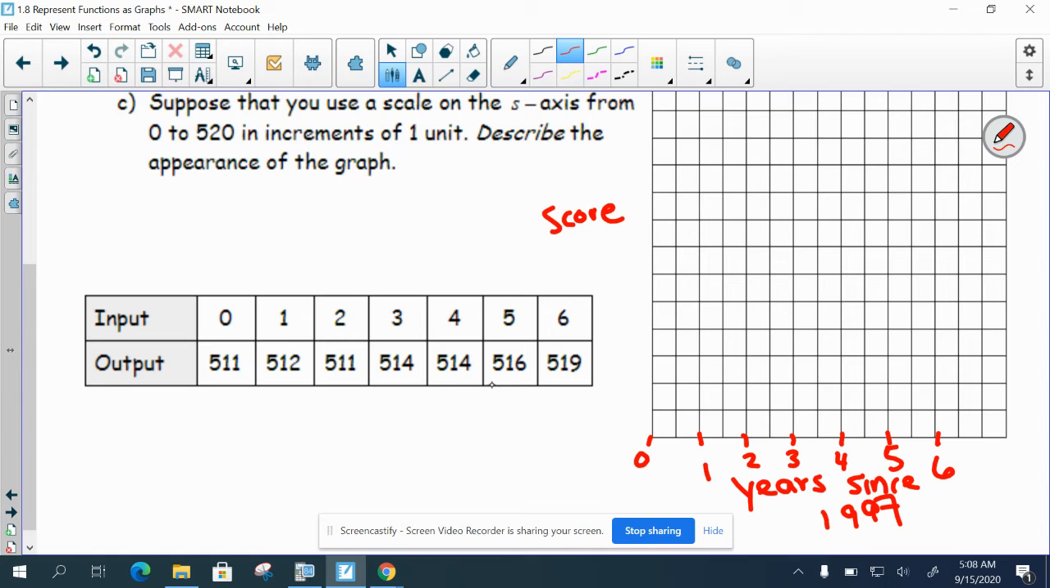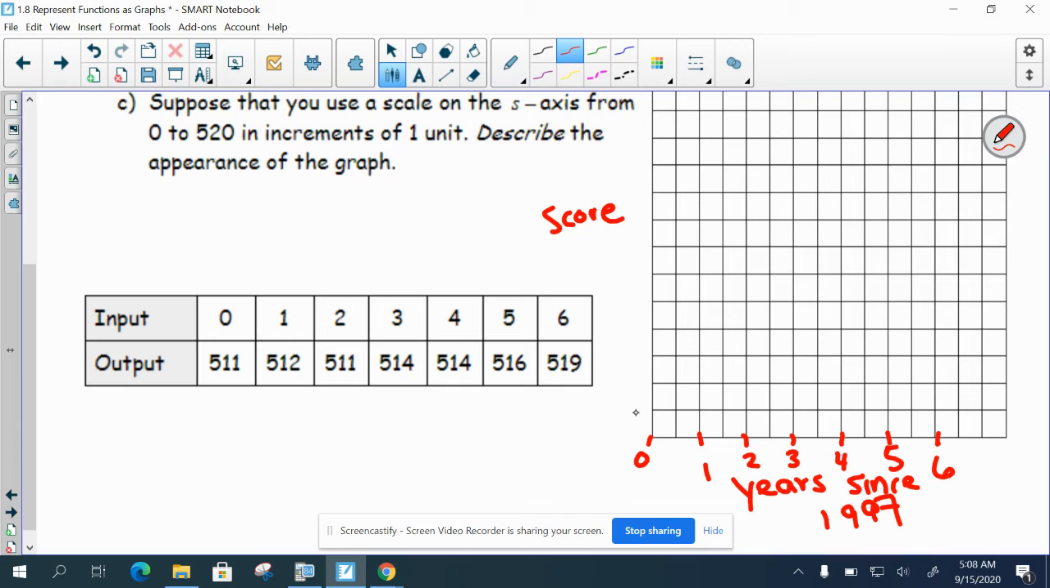All right, so let's talk about how we're going to scale in this case. So should we go by 50s? If we went by 50s so that we could get all the way up to 500, notice that we're only working with a range of 8 here, from 511 to 519. So if we did that, then our points would be very condensed in the vertical part. So in order to space them out, we can actually make what's called a break.